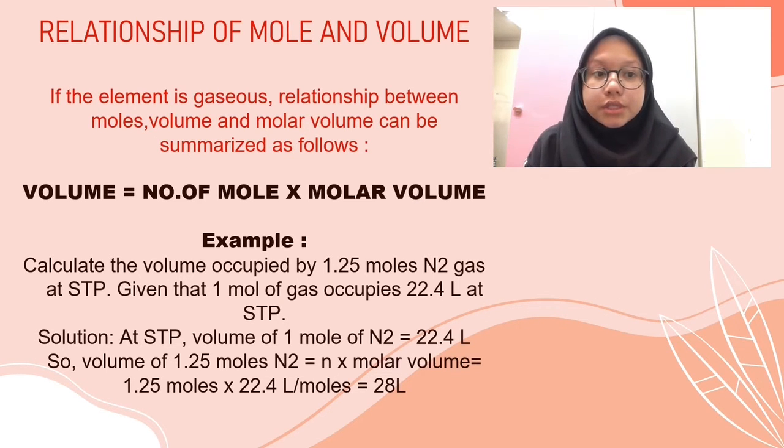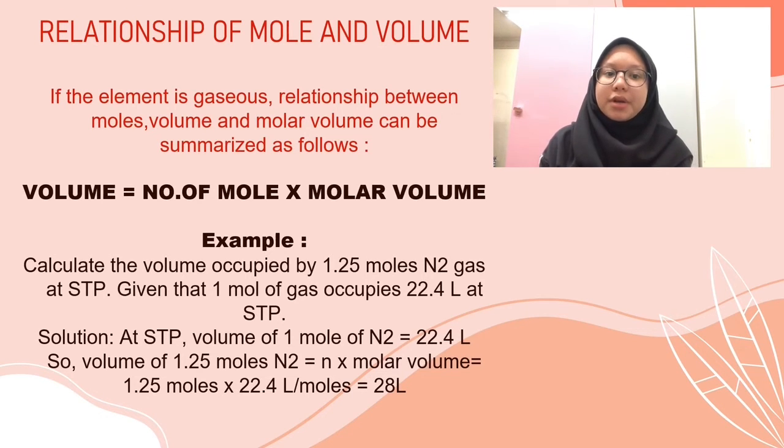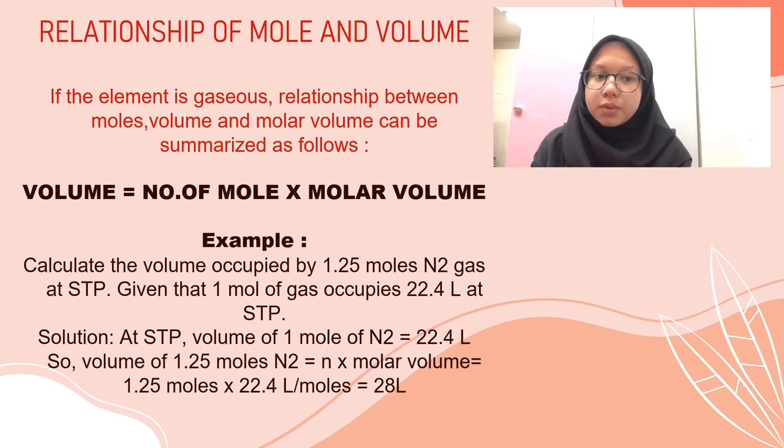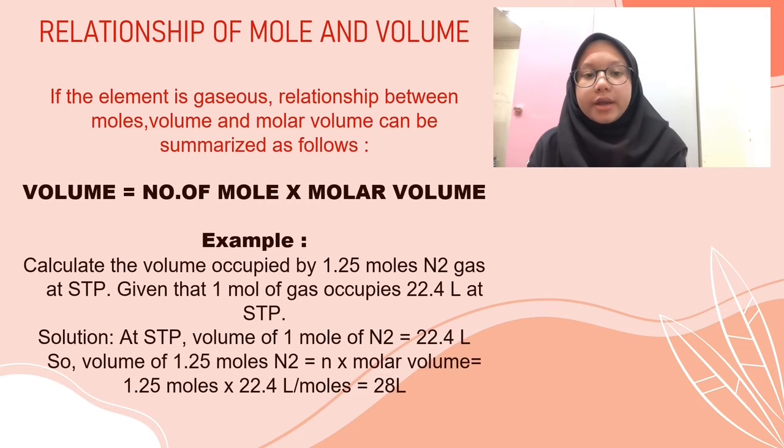This is the relationship of mole and volume. If the element is gaseous, the relationship between moles, volume, and molar volume can be summarized as follows. This is the formula: the volume equals the number of moles multiplied by the molar volume. For example, the question is to calculate the volume occupied by 1.25 moles of N2 gas at STP, given that 1 mole of gas occupies 22.4 liters at STP.